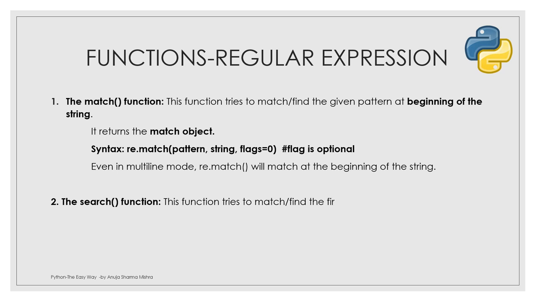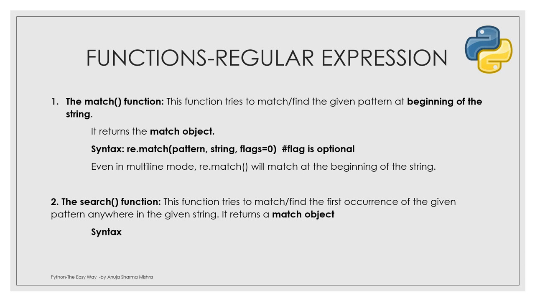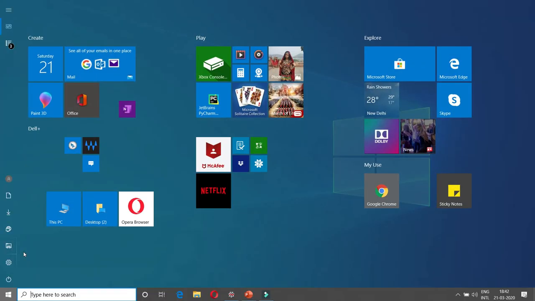Now this function tries to find or match the first occurrence of the given pattern in the given string. So now the constraint that the pattern should come at the beginning of the string is no more there. It just gives you the very first occurrence of the pattern. It can be anywhere in the string, and it returns you the match object. The syntax of the search function is the same as that of the match function.